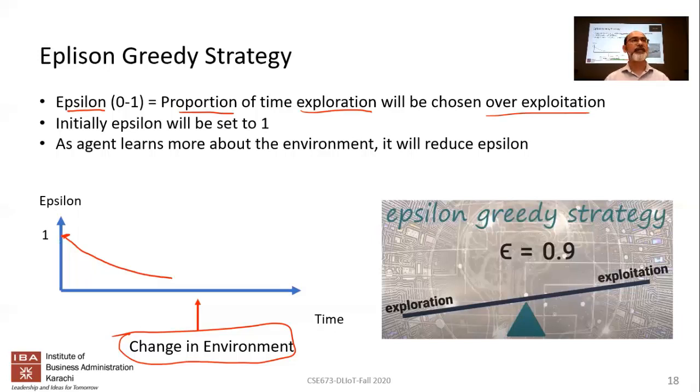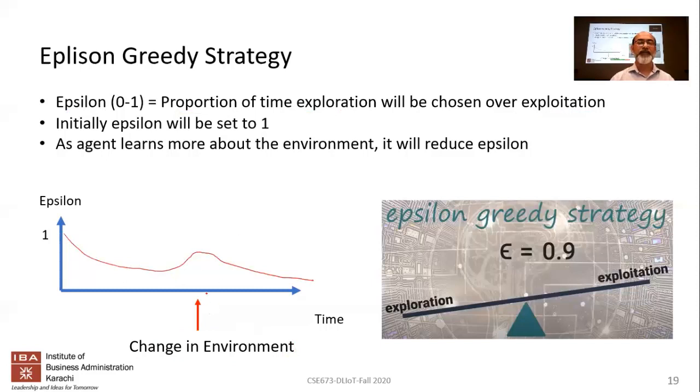How is epsilon going to change? Epsilon is going to perhaps go back to 1. It may not go back all the way up to 1, but if there's a small change, you might increase it a little bit. From maybe 0.5, you may go to 0.7 and so on, but this is sort of a strategy. And this is called an epsilon greedy strategy.